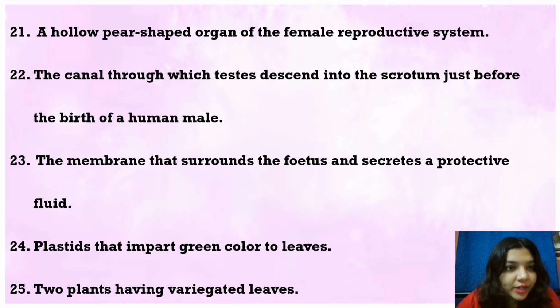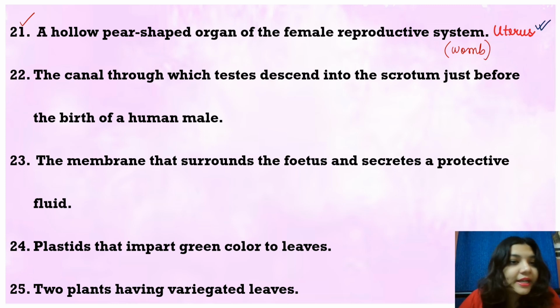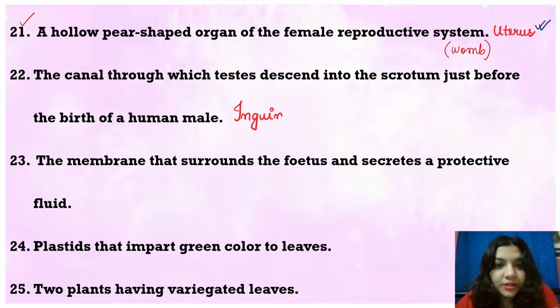Okay, so first, a hollow pear-shaped organ of the female reproductive system. It is the uterus. The uterus in common words is also known as the womb. But for your answer, you need to write the uterus. This is a keyword. Then, the canal through which testes descend into the scrotum just before the birth of a human male. The answer is inguinal canal. If you've written inguinal canal, give it a tick mark.